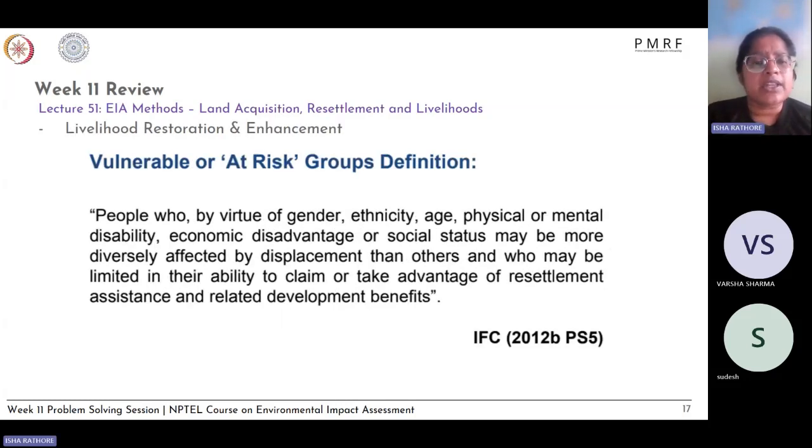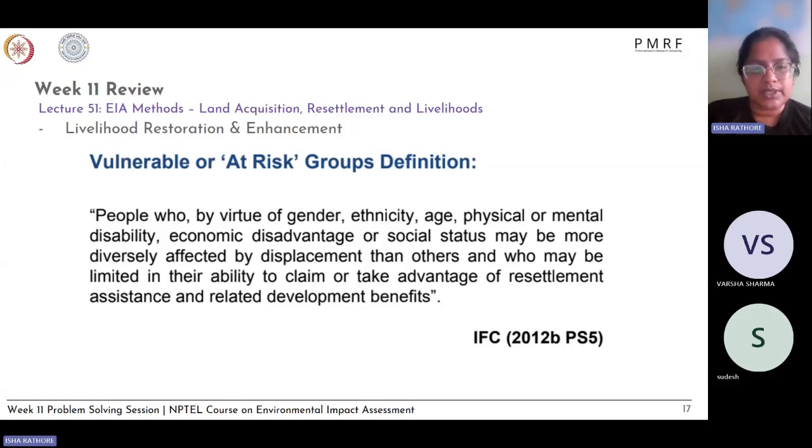So we also looked at vulnerable or at-risk groups. We have looked at this definition previously also. People who, by virtue of gender, ethnicity, age, physical or mental disability, economic disadvantage, or social status, may be more adversely affected by displacement than others, and who may be limited in their ability to claim or take advantage of resettlement assistance and related development benefits. So these are people who are at a certain disadvantage, or on the back foot, compared to the rest of the average community because of any of the above identified parameters. Those are vulnerable or at-risk groups.